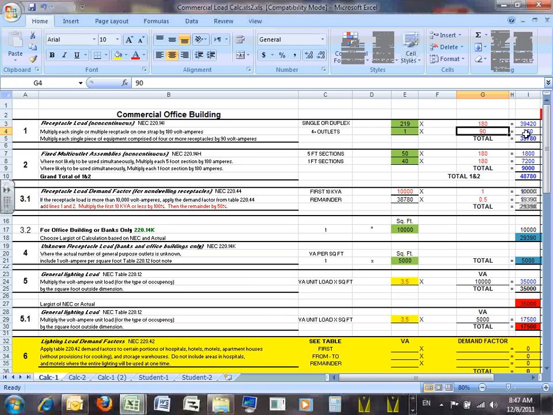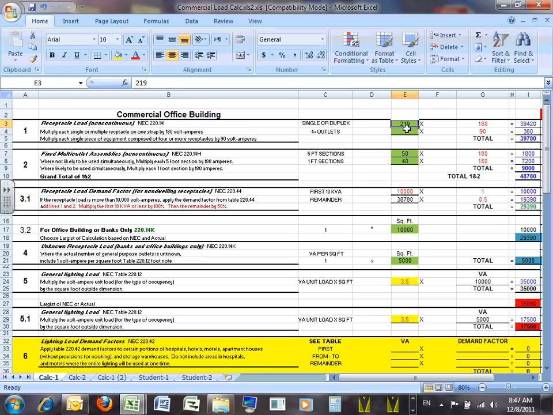180 and 90. So if we have a quad, you count every single receptacle on a quad, multiplied by 90. If you have a duplex or a single yoke receptacle, 180. Questions about step number one? How do you do this in CAD, in Excel, piece of cake?